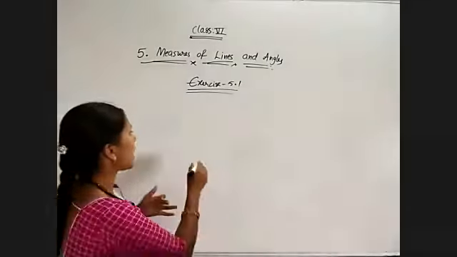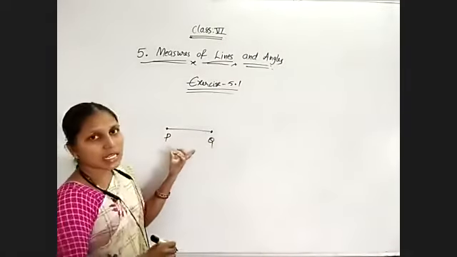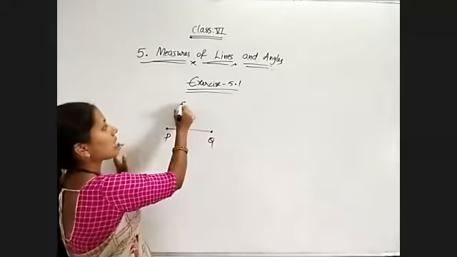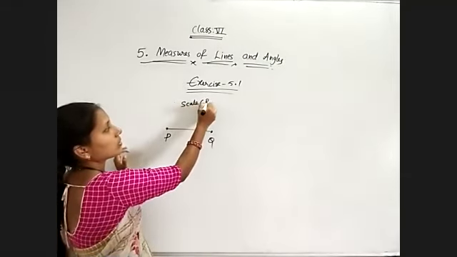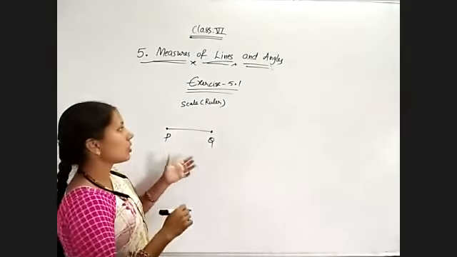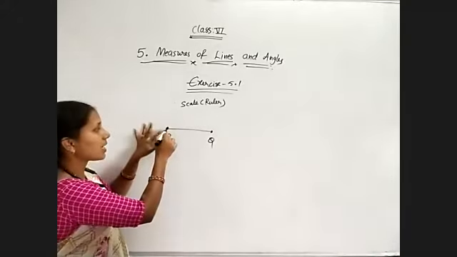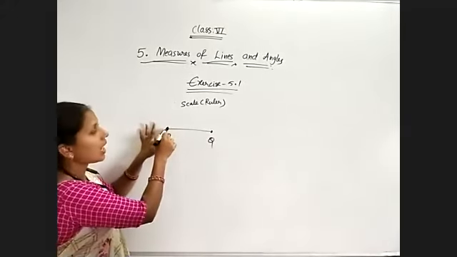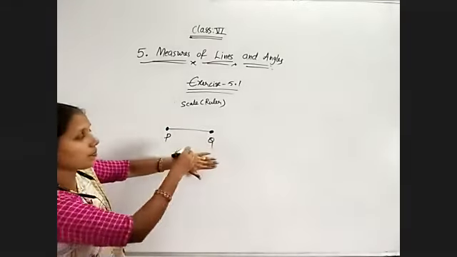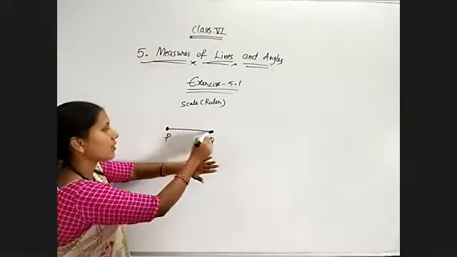For example, suppose I have a line segment PQ. I don't know the length of PQ. In that case, we use the instrument called a scale or ruler to measure the length of PQ. How do we measure with the scale? First we place the ruler at P and find where Q is lying, which number it is opposite. From that we find its length.